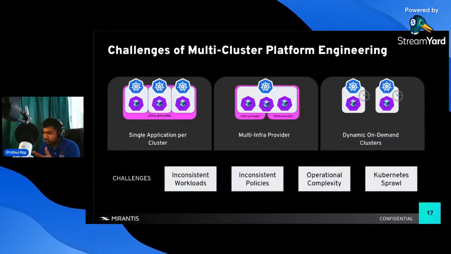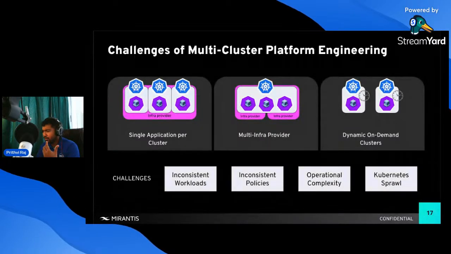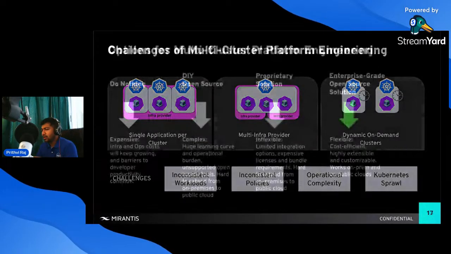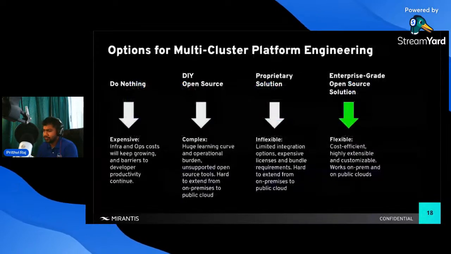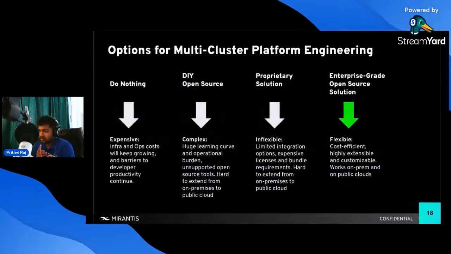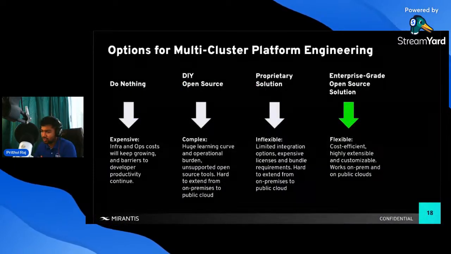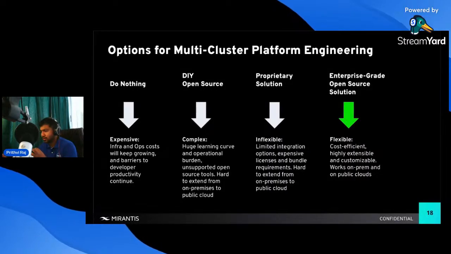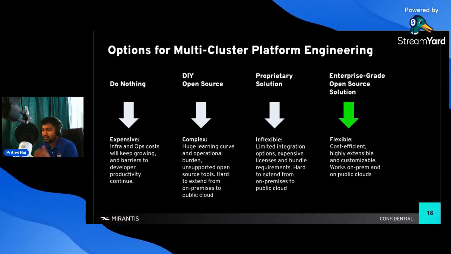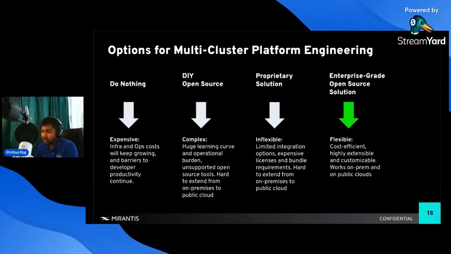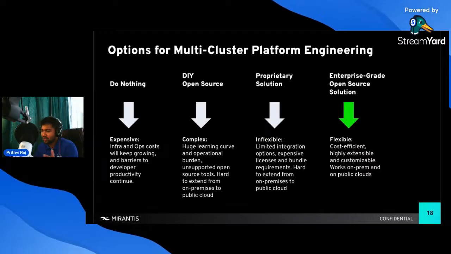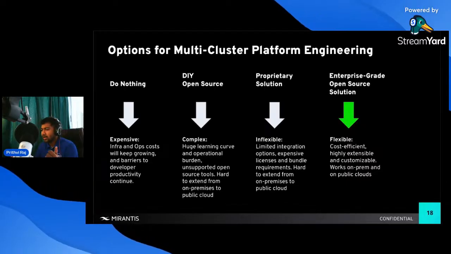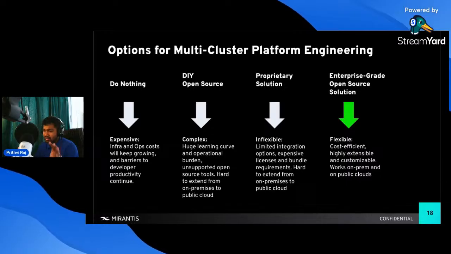And that is where, I think 5-6 years ago, when Cluster API came into place, or Terraform was seen as a manager for all these infrastructures, multi-cluster platform engineering started getting popular. The first thing is, you can't ignore this. Don't just let things become complex. But what are your options? As I spoke about, do nothing, let your DevOps and developer teams manage all of this, infra and ops costs keep growing, and you just don't invest in the idea of it.